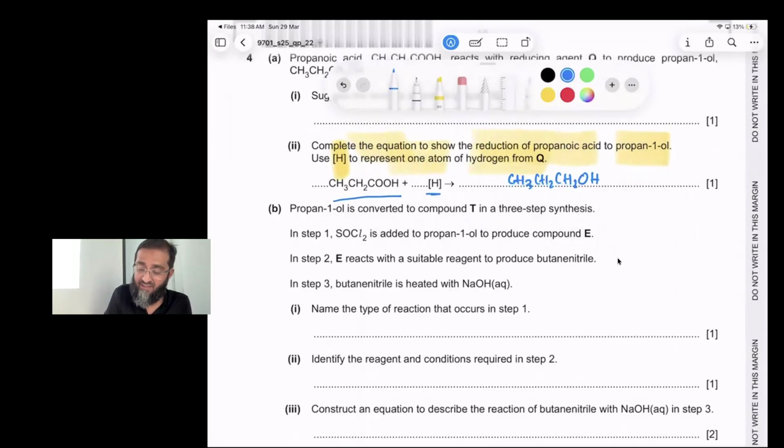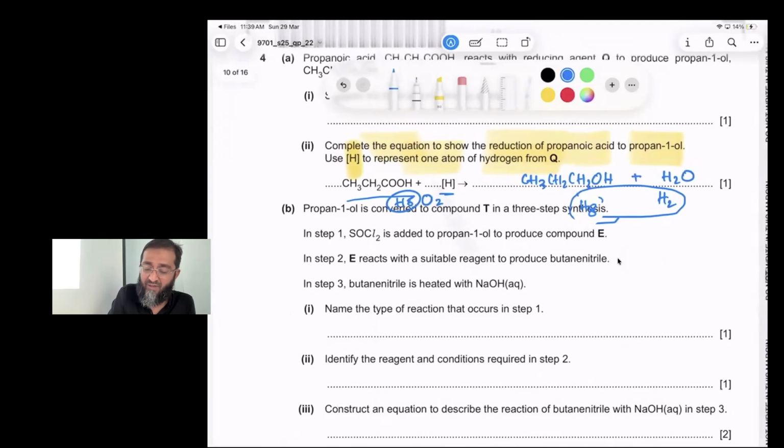Is this clear? Now see, how many hydrogens do we have over here? 6. And how many oxygens? 2. Over here, how many hydrogens? 8. And how many oxygens? 1. So one oxygen is removed, and obviously that oxygen makes water. Now in total, there are 8 and 2. How many more hydrogens do we need here? 4 more, since here we have 6. So I'm going to put 4 over here.